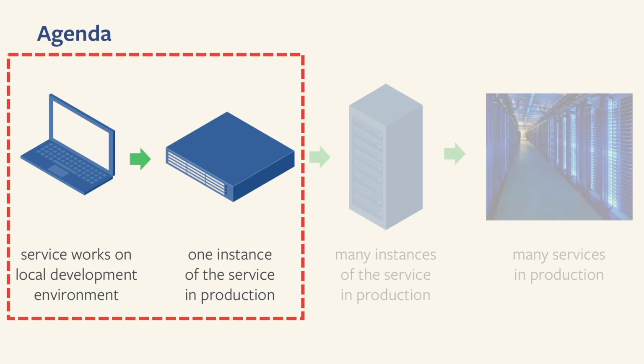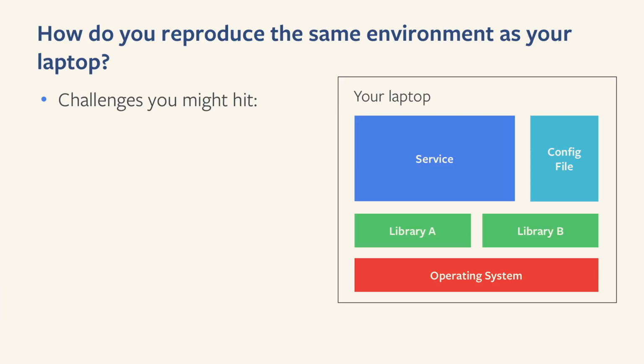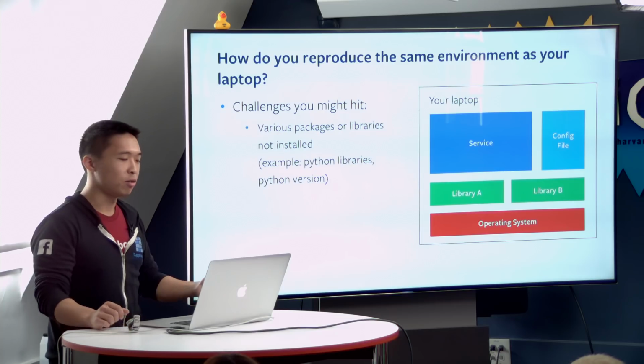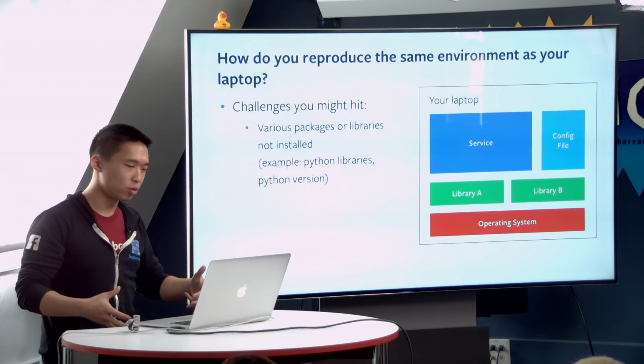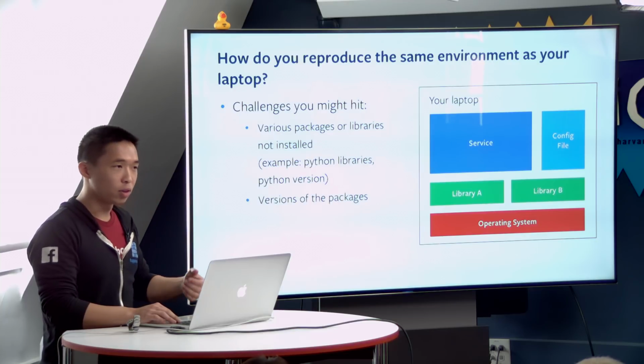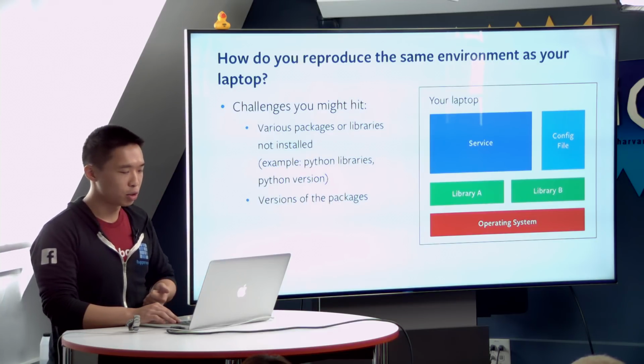So first, let's focus on the first one. From your laptop to that first instance in production, what does this look like? The first challenge you might hit when you want to start that first copy in production is reproducing the same environment as your laptop. Let's say you're running a Python web app. You might have various Python libraries or Python versions installed on your laptop. Now you need to reproduce the same exact versions and libraries in that production environment, so you'll have to make sure they're installed.